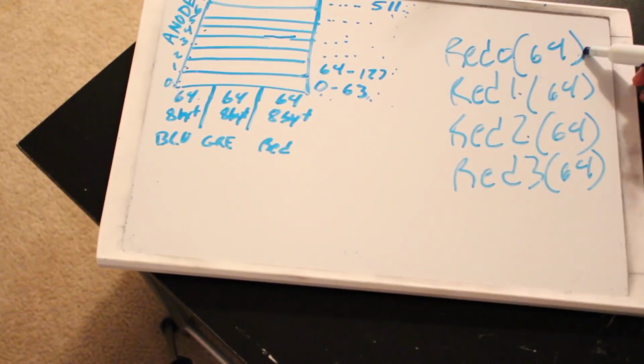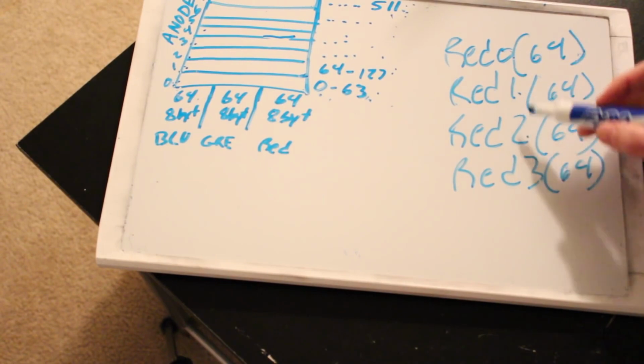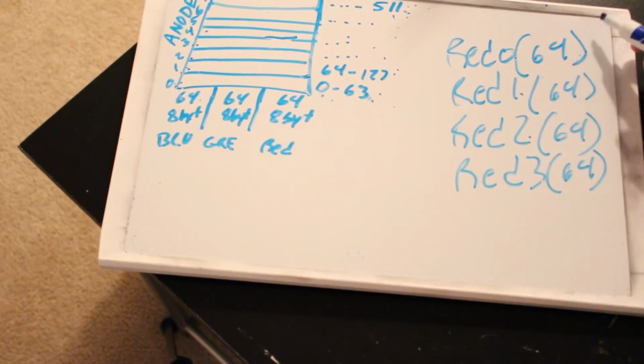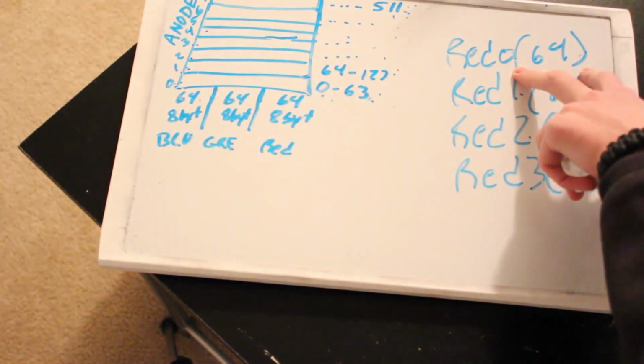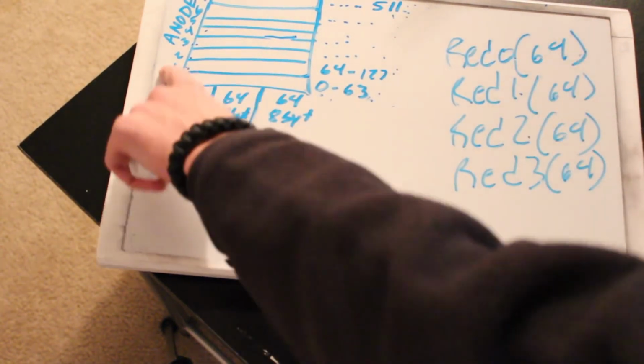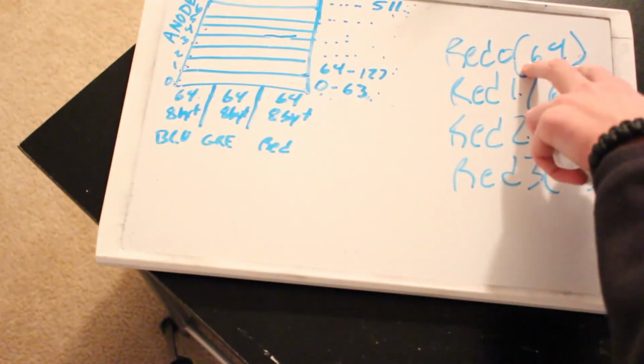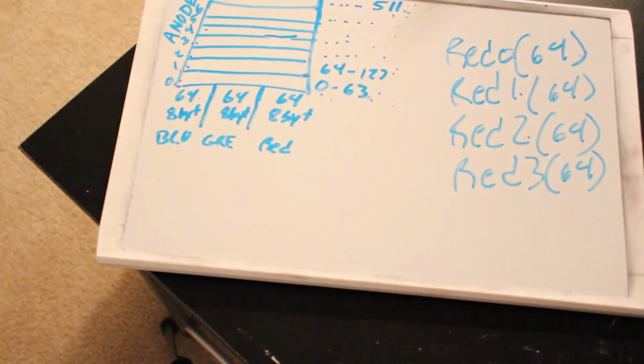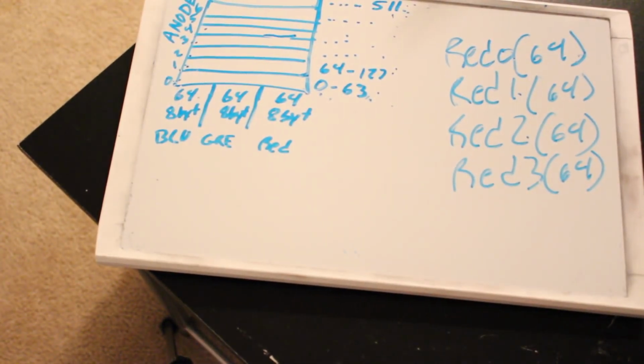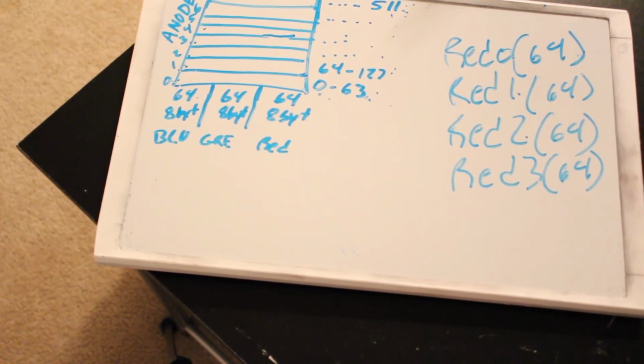So in this case, if we were shifting out the red 0, 1, 2, 3, on level 0, we would shift out the first 8 bytes for red. If we are on level 1, we would shift out the next 8 bytes on top of that. Okay? So that's basically how it all works.